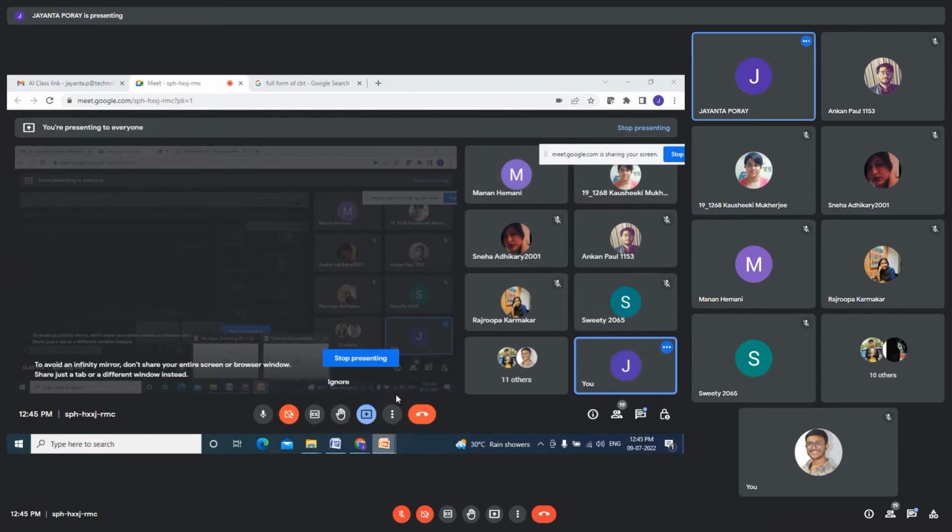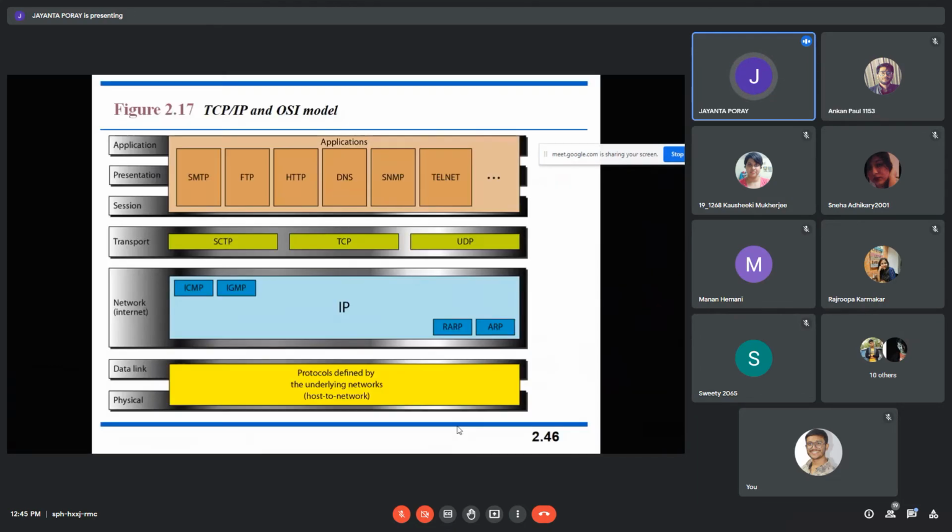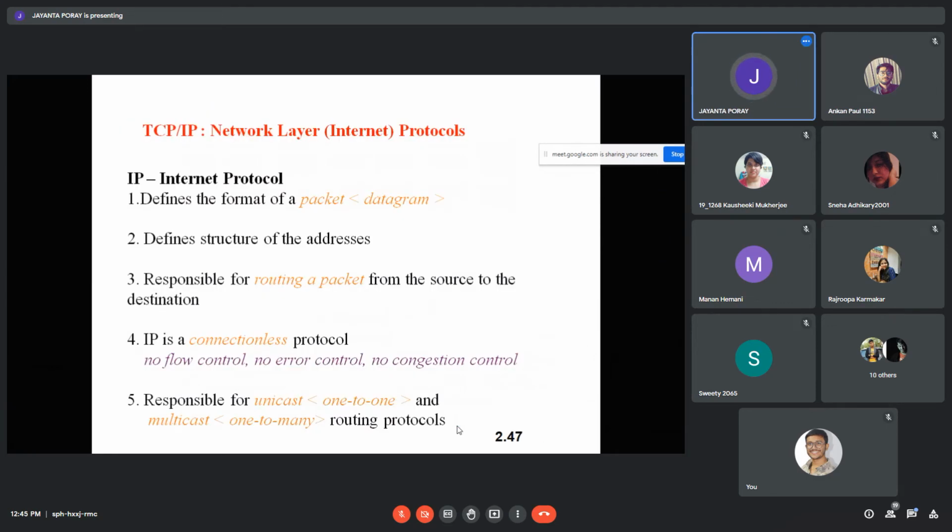Okay, so there I'm just going into little discussions about these protocols, and in the next class I go into a little bit more detail about all of these protocols. So when I consider IP, which is Internet Protocol, this is a network layer protocol which defines the format of packets or datagrams and the structure of the addresses. It is responsible for routing of packets from the source to the destination.